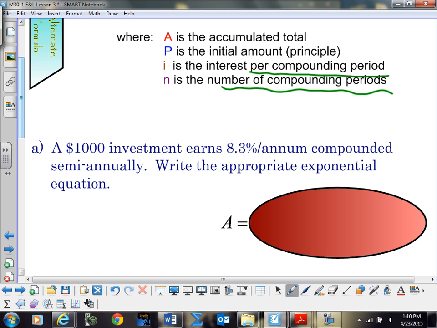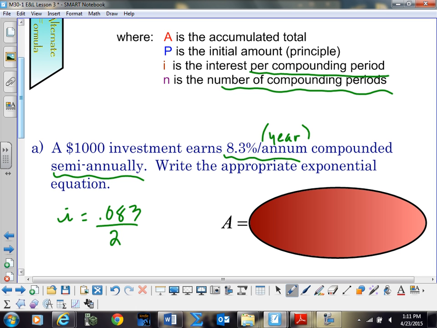$1,000 investment, 8.3% interest rate per year. So this means per year, and interest rates are always given as annual interest rates. Now it's compounded semi-annually. So in our formula, what we're going to have to do is take the interest rate, 0.083 as a decimal, and divide it by 2, because compounding semi-annually is twice a year. So we have to divide the interest rate by 2.